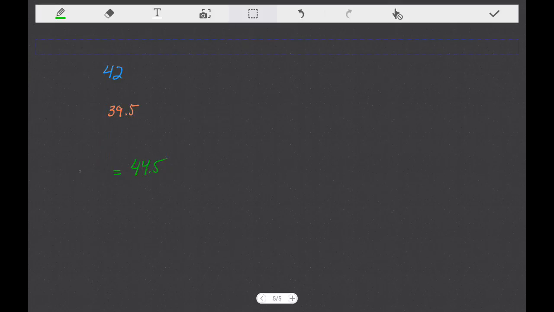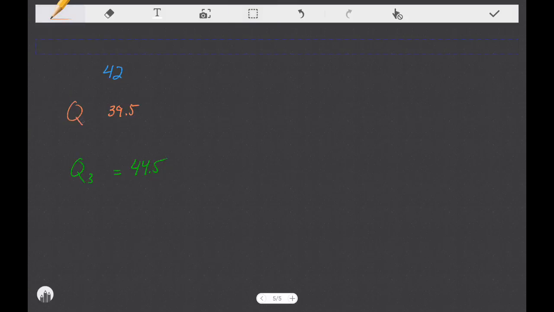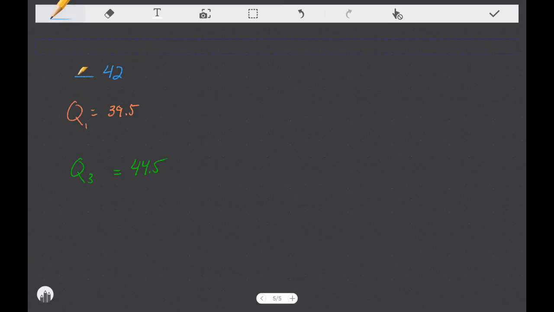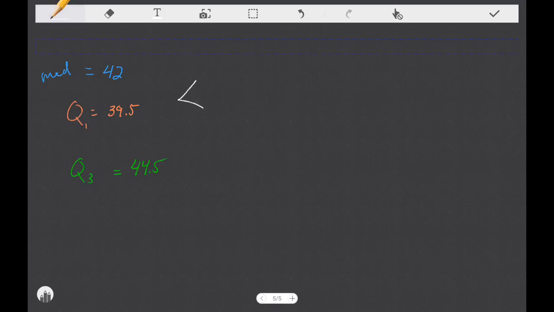So again, just keep in mind this was quartile 3. This one right here was quartile 1, and this one right here was our median. Now what we're going to do is go ahead and make a number line.